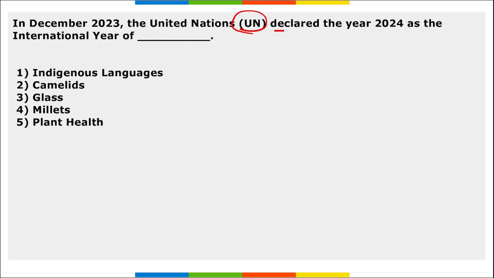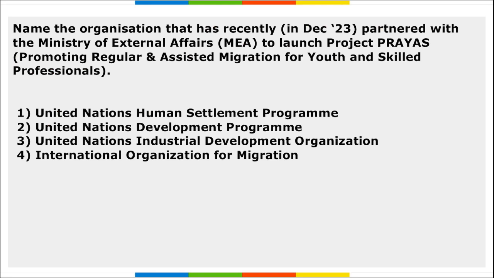In December, the UN declared the year 2024 as the International Year of the Camelids. Correct? Take a note of this. And FAO is the lead agency for celebrating this year. Correct? And apart from this, remember, the International Year of the Camelids is observed to raise awareness of the economic and cultural significance of camelids in protecting the ecosystem, assuring food security and also promoting biodiversity.